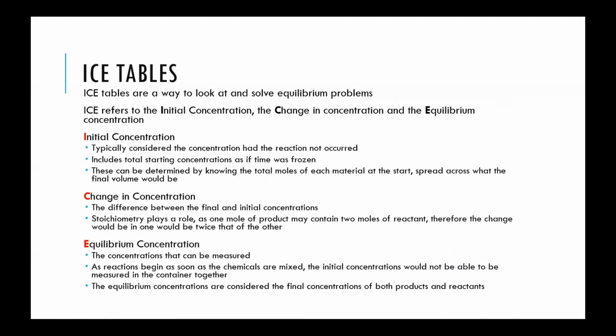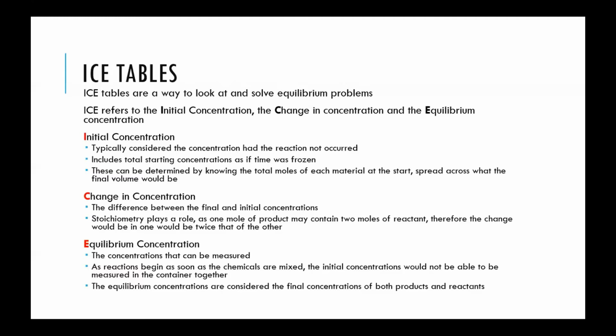One way to look at equilibrium and going through these equilibrium calculations are ICE tables. And ICE refers to initial, change, and equilibrium. I will go over this a little bit later, but just to introduce you, the initial concentration is what would be present if the reaction never actually occurred. If time was paused, you mix everything together, and before the reaction takes place, what would be the concentration of each of the components in that test tube or in that beaker?